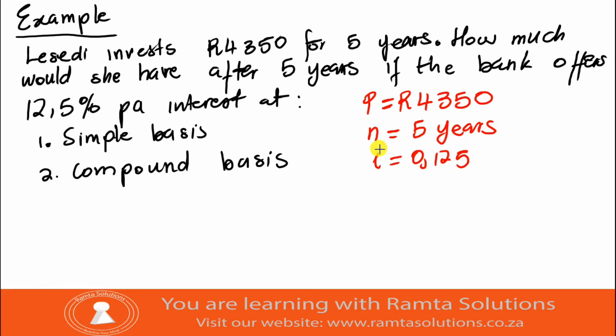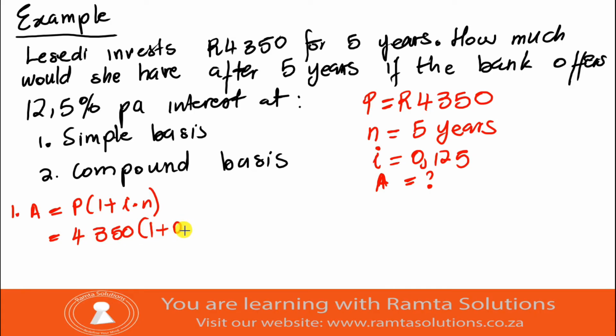0.125, right? Now we are looking for the accumulated amount. For number one, we have A equals P into 1 plus I times N. Let's confirm it. Yes. And what is the P? The P was 4,350 rands into 1 plus 0.125 times 5. All right? N is 5. What is your answer?